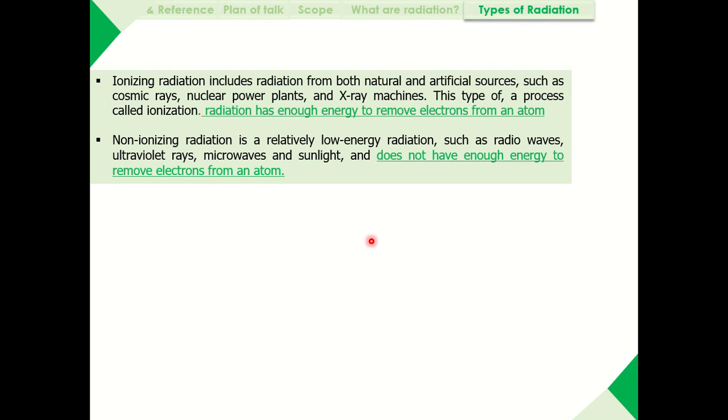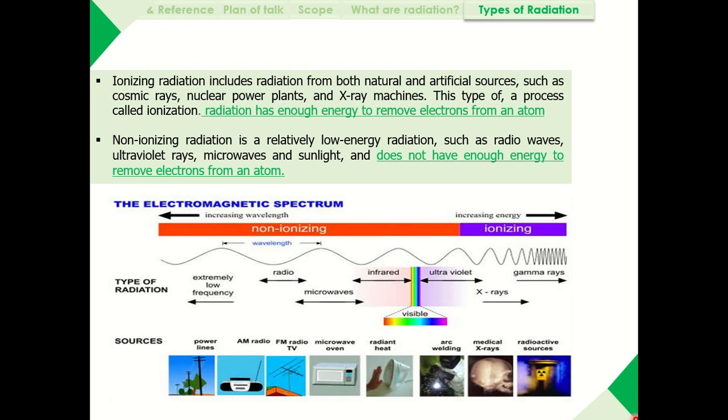Such examples are radio waves, ultrasonic waves, UV rays, microwaves, and sunlight. Okay. So you can see a familiar picture that I will just represent here, the electromagnetic spectrum. In that, from extremely low frequency up to UV, we have non-ionizing radiation. Then above that, X-rays and gamma rays are there, which are ionizing radiation.